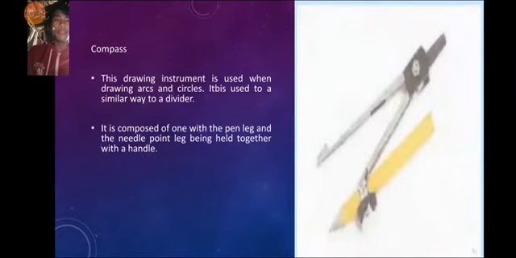Then, I have listed here a compass. This drawing instrument is used when drawing arcs and circles. It is used in a similar way to a divider. So, nagamit ko na din ito na compass, especially in creating a perfect circle. Compass is advisable to use. It is composed of one pen leg and one needle point leg being held together with the handle.